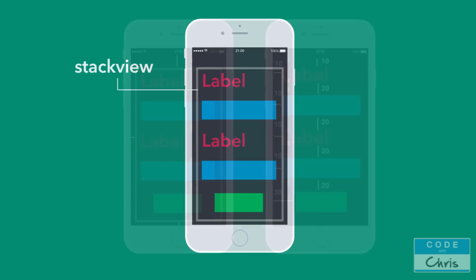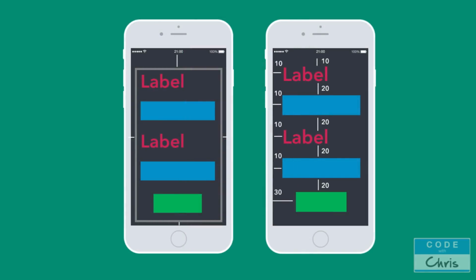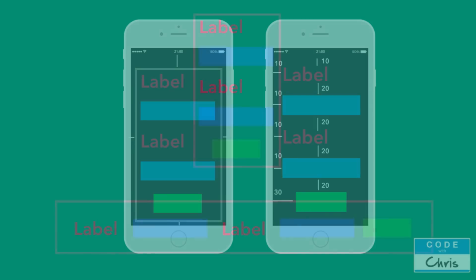So rather than having a horizontal and vertical rule for each element, we're just going to position the stack view how we want it, and then we're going to let the stack view handle the positioning of the elements inside of itself. We simply have to tell the stack view to stack all of the elements inside of it vertically with a space in between them, which we can specify how small or large that space is.